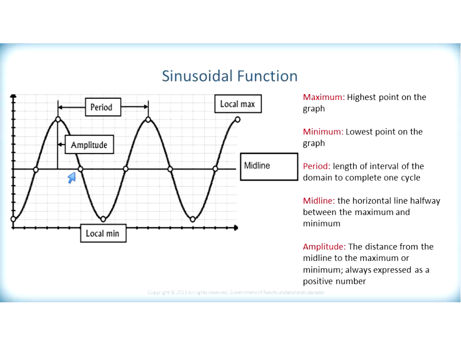The midline is the horizontal line halfway between the maximum and the minimum. So if here's the maximum, here's the minimum, halfway in between, there's a line called the midline. The amplitude is the distance from the midline to the maximum, or the distance from the midline to the minimum. Of course, this distance must be the same. And it's always expressed as a positive number, even though this would give us 1, 2, 3, 4, 5, 6 units down. The amplitude is expressed as positive 6.